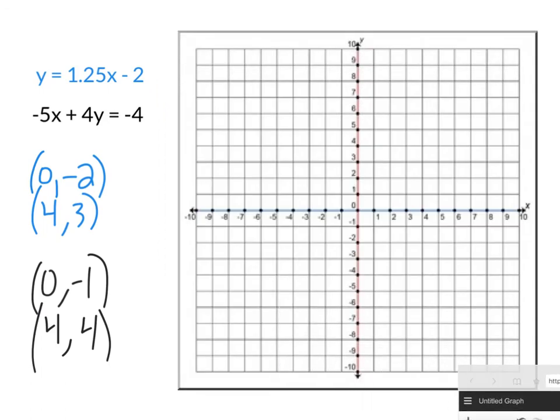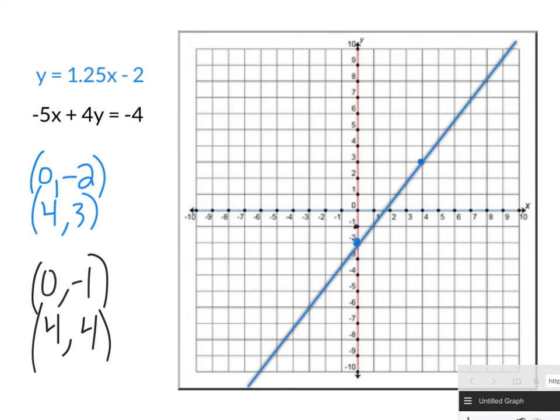Let's go graph them. So I'm going to go to my coordinate grid. I'm going to plot 0, -2. I'm going to plot +4, +3. And then I'm going to connect them with a line and a straight edge. So a line. And again, your line should go all the way through your whole graph. Like that. And then I'm going to graph my second line at 0, -1.